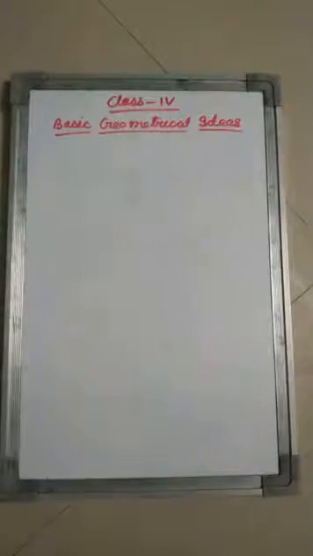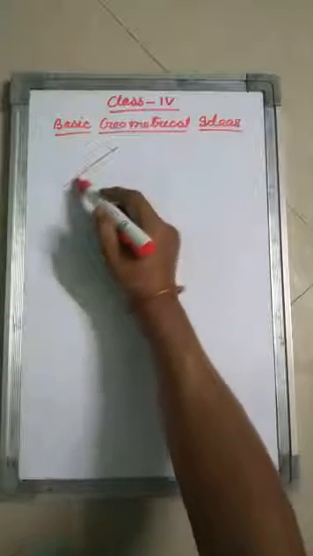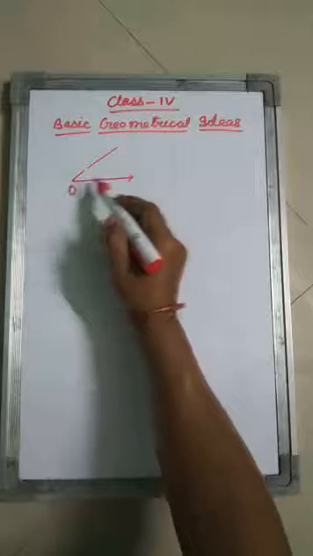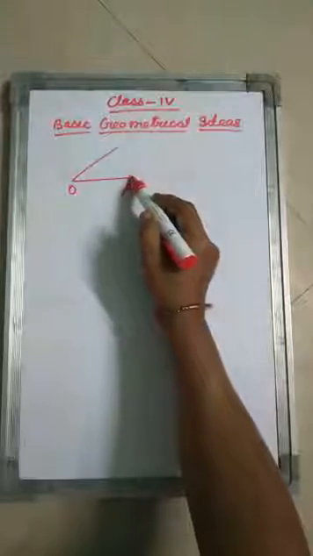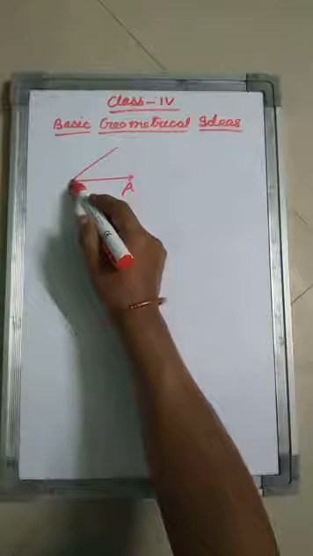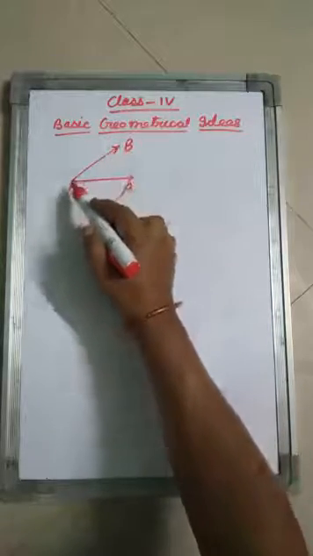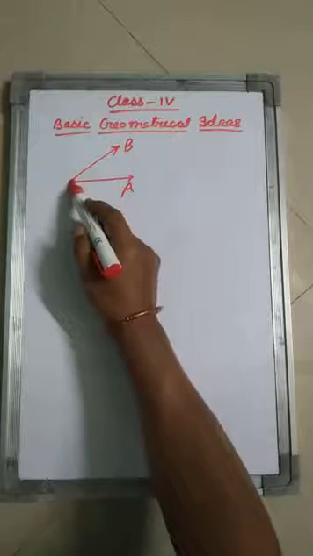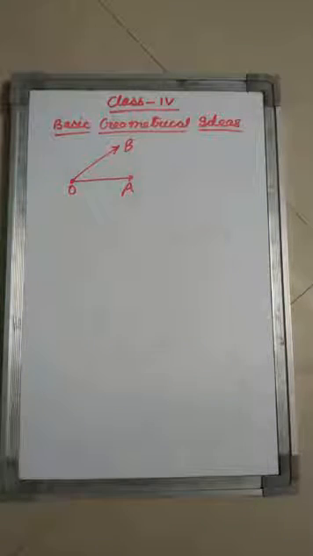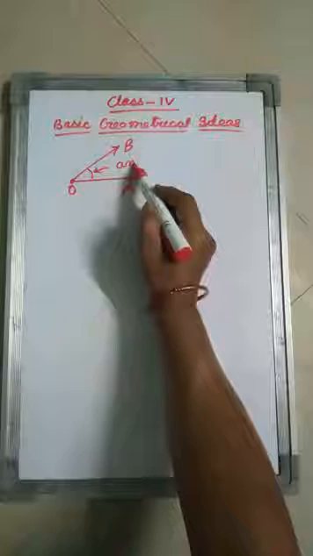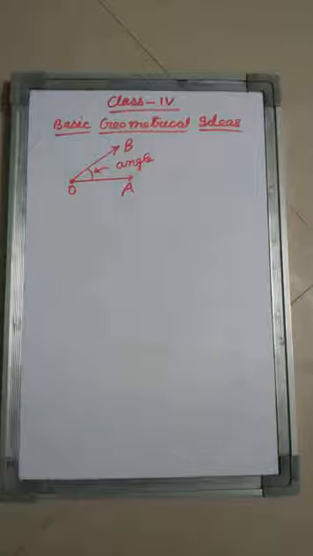As we know, angles are formed when two rays meet at a point. Suppose I have a ray OA. If this ray meets at point O with the ray OB, so OB and OA are meeting at point O, then this is an angle. One angle will be formed when two rays meet at a single point.